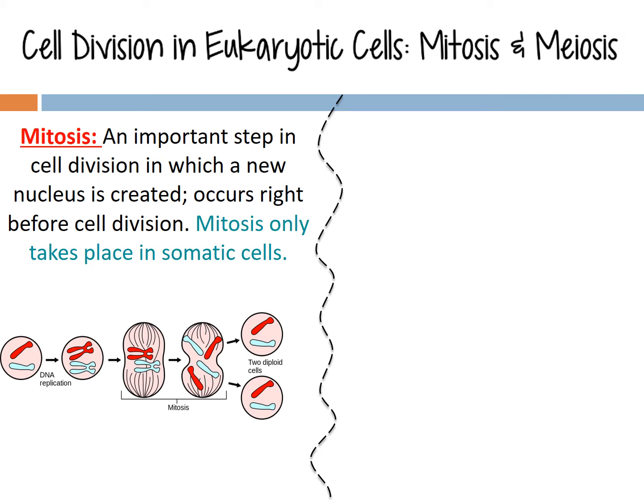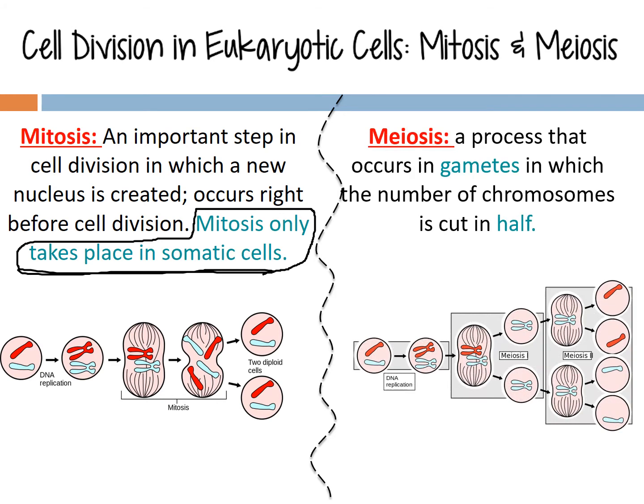Okay, so in mitosis, what is it? Well, it's an important step in cell division in which a new nucleus is created. It occurs right before cell division. Mitosis only takes place in somatic cells, so it's only your body cells. It's extremely important. Meiosis, on the other hand, is going to cut it in half. It's only going to occur in the gametes, which are your sex cells, and you're going to get half the number. So mitosis 46, meiosis 23.